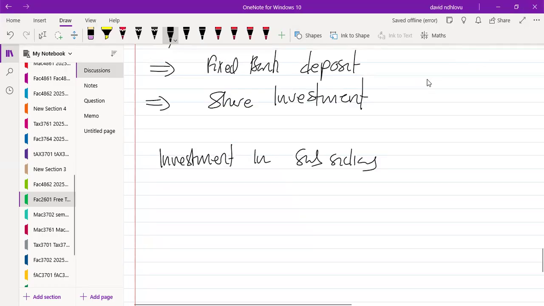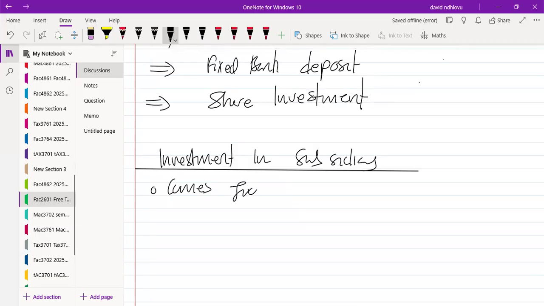When you talk about an investment in a subsidiary, this comes from share investments. When you have bought shares in another company, there is a possibility that the investment can be classified as an investment in a subsidiary. Not all investments in shares are an investment in a subsidiary.